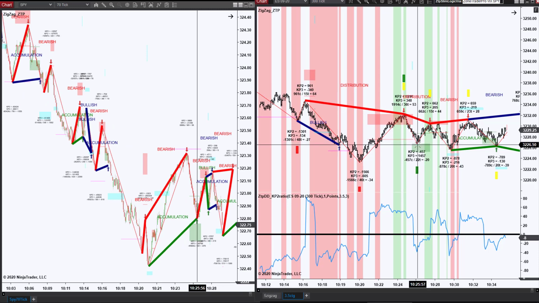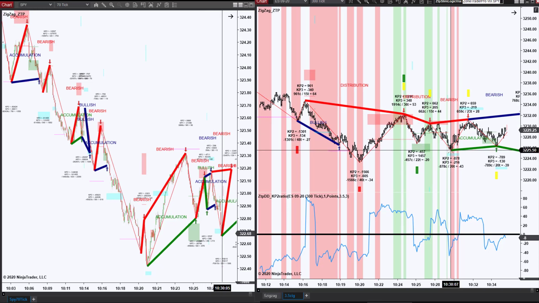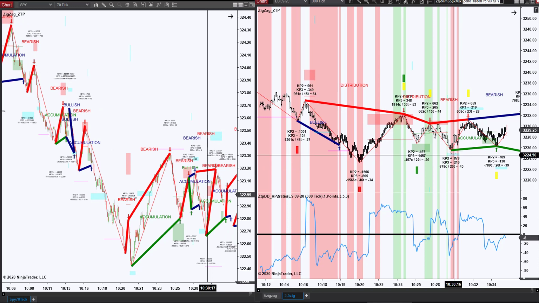Then we trade into a support zone where we have a buy signal, and we again get about a 4-point trade out of that. And then we trade into another distribution signal with a sell signal, and we get another 4 points out of that. So the morning on a whole, that's just the first hour.